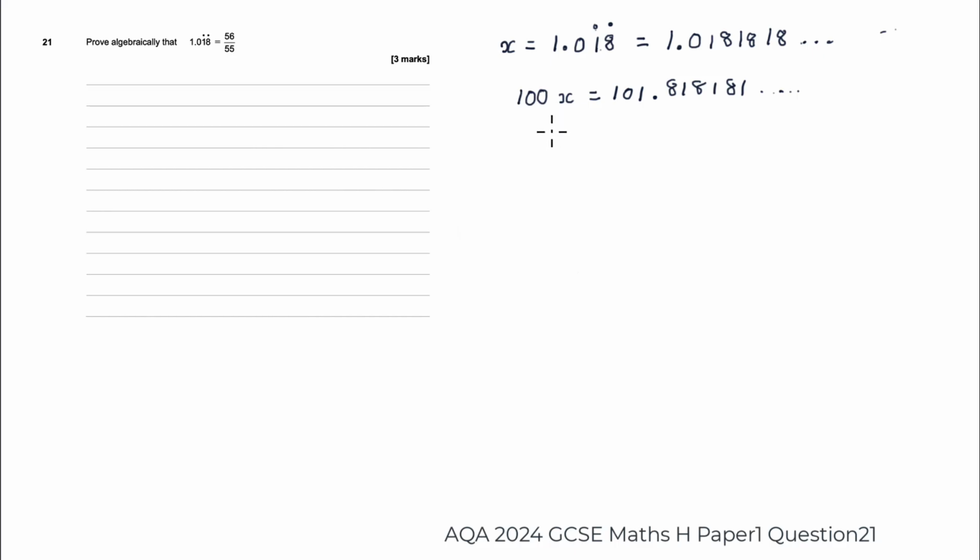Now, worth comparing that with x itself, which was 1.01818. And just as predicted, that repeating pattern now matches up. And the reason this is helpful is we now do a subtraction. So let's see what happens when we subtract these two. So we have 100x, and we take away 1x, we'll get 99x. There's 101, and we subtract 1, we'll get 100.